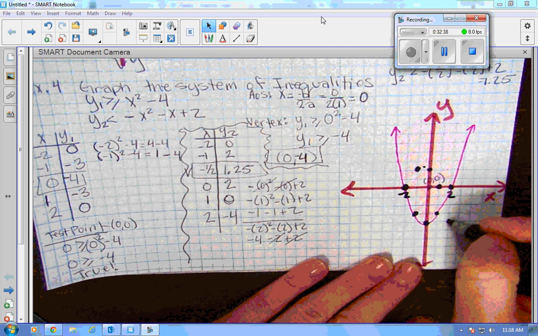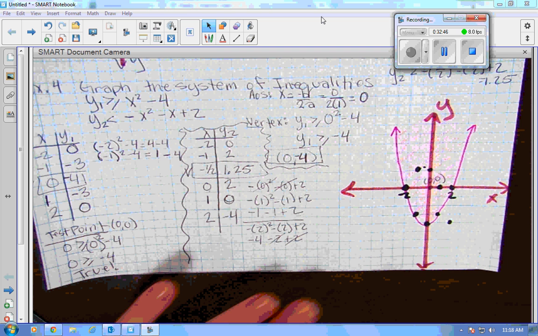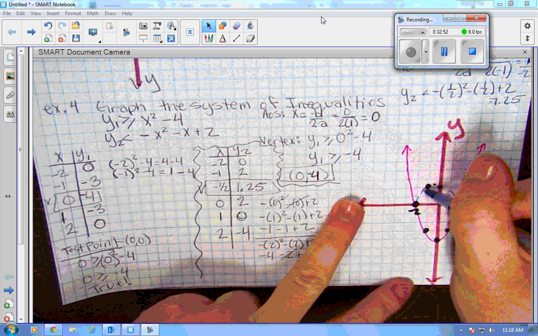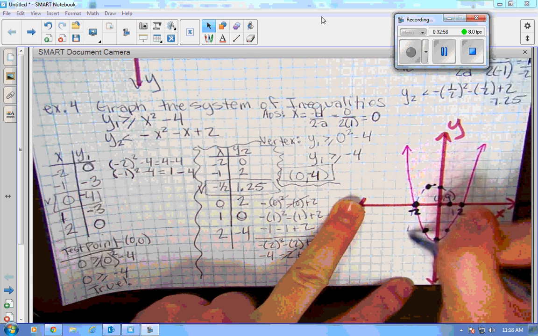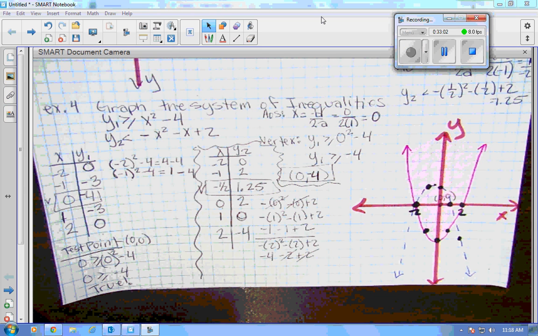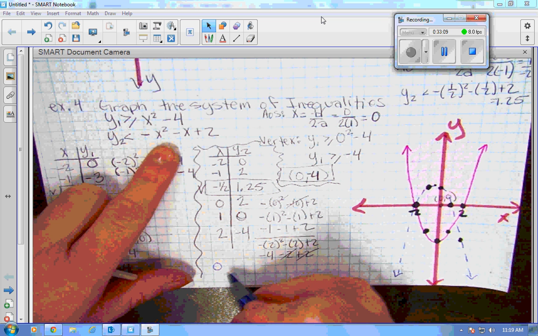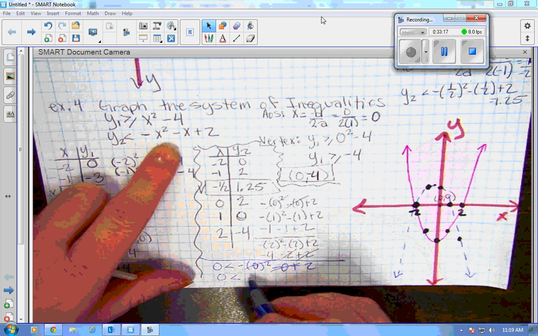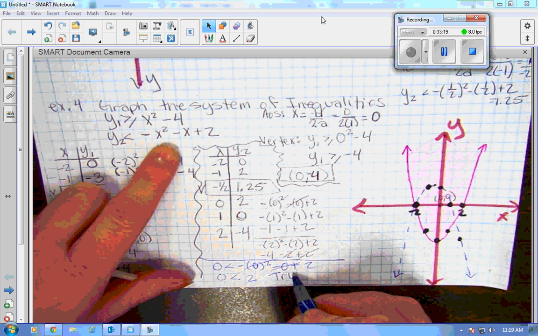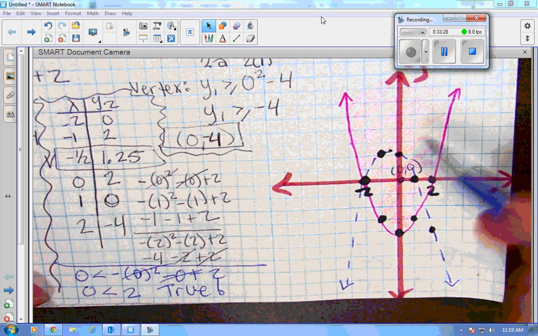There we go. Now, don't forget, open or closed. Over here we have just less than, so it should be open, which in this case looks like a dotted parabola. And we have to again pick a test point to see if we should shade inside the parabola or outside the parabola. I'm going to use my friend 0, 0 again. Plug it in. 0 is less than negative 0 squared minus 0 plus 2. Zeros are so nice. 0 is less than 2, true or false? That is true. So notice 0, 0 is inside the blue parabola, and it was true. So everything inside the blue parabola is also true.